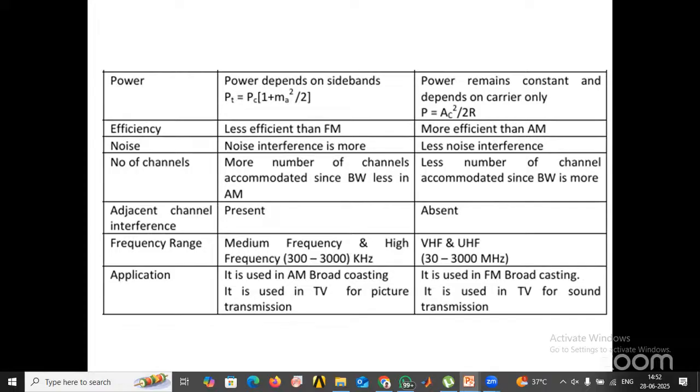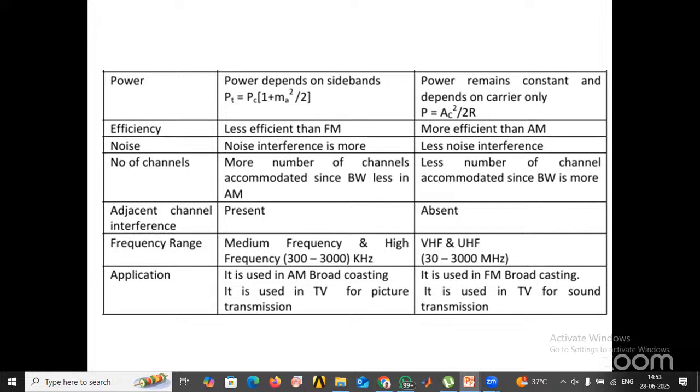Narrowband FM is less immune to noise. Wideband FM is more immune to noise. Narrowband FM has fewer harmonics. Wideband FM has more sidebands or harmonics. The FM bandwidth is theoretically infinite, but Carson's rule says the bandwidth is 2 into (fm plus delta f). For narrowband FM, it is 2 into fm. For wideband FM, it is 2 into delta f.